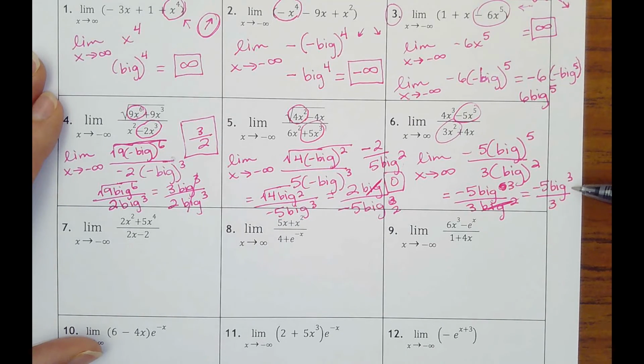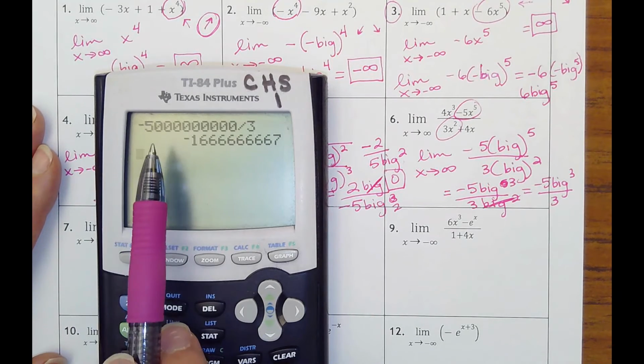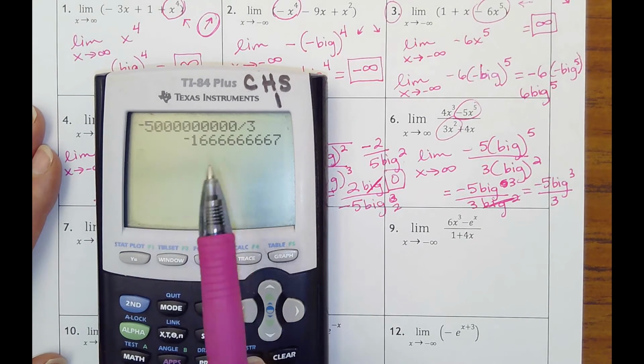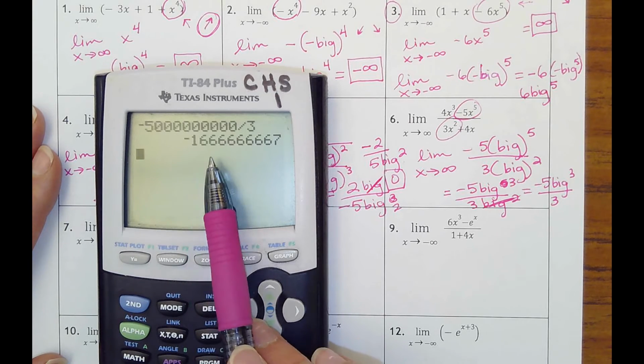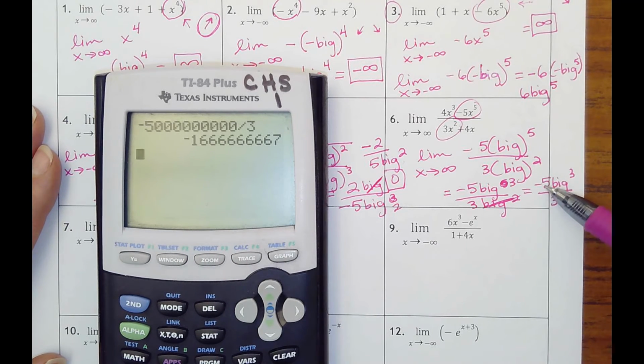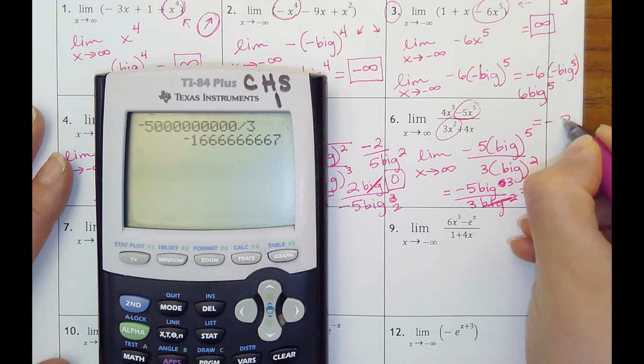Let's think about if you plug in a really, really big number like a million. So you have negative 5 times a million is negative 5 million divided by 3. That's going to still be a really big number, but it's going to be negative. Let me show you on a calculator. Okay, this is actually negative 5 billion divided by 3. You can see that this number is still very, very, very large, but it's going to be a negative because I have a negative divided by a positive. So this will approach negative infinity.